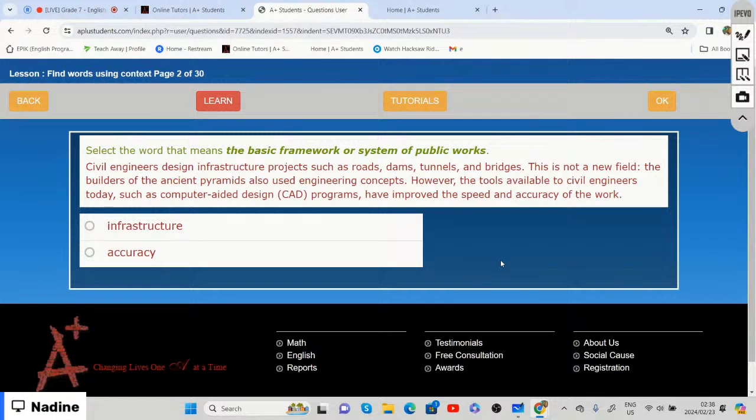Civil engineers design infrastructure projects, such as roads, dams, tunnels, and bridges.